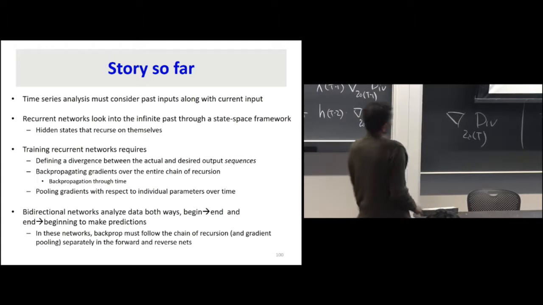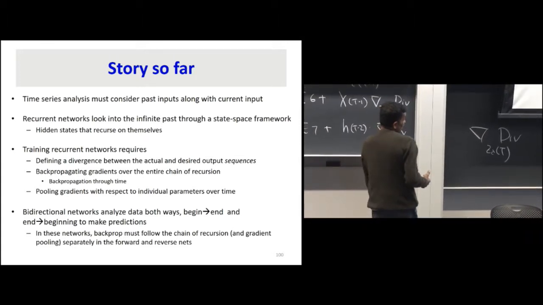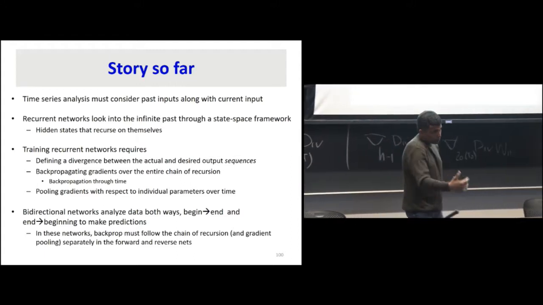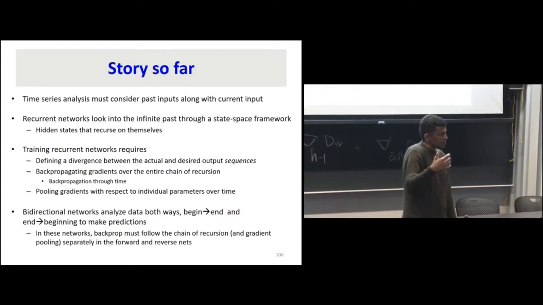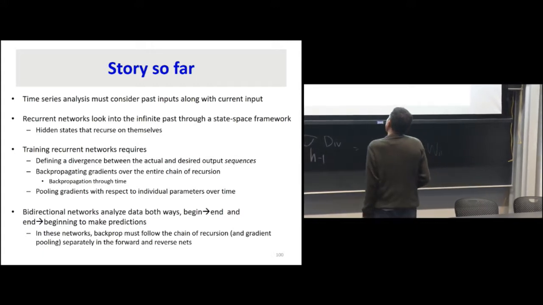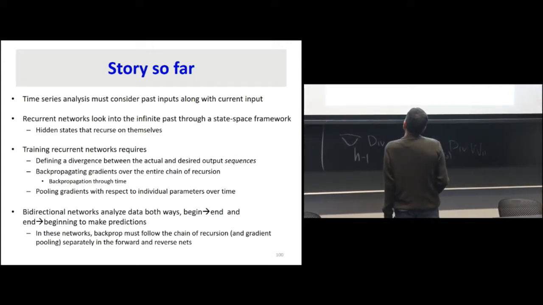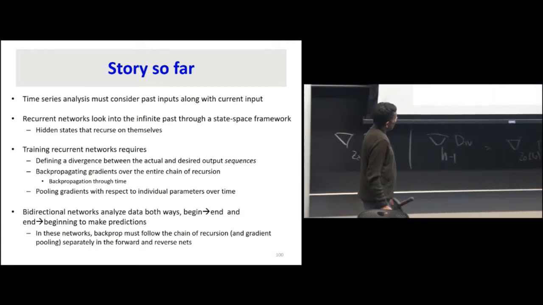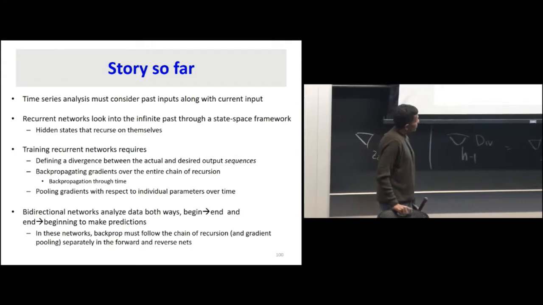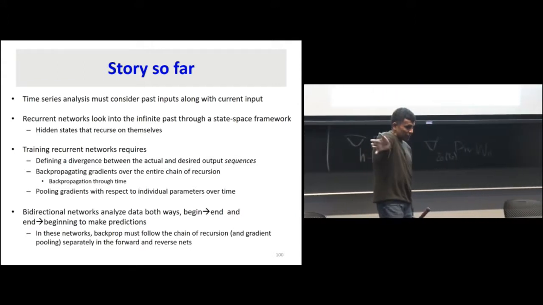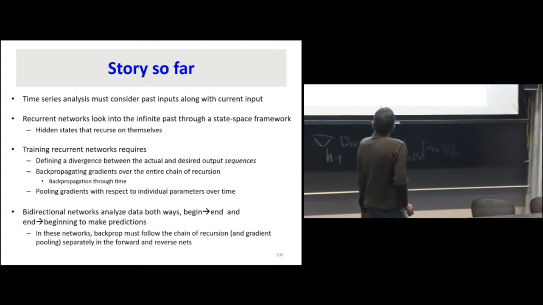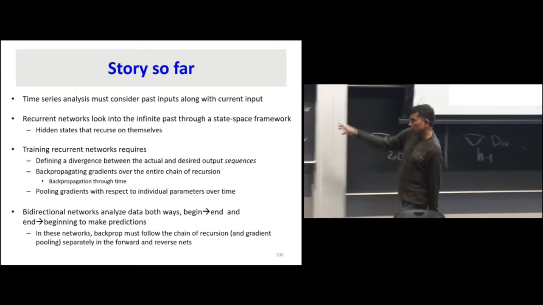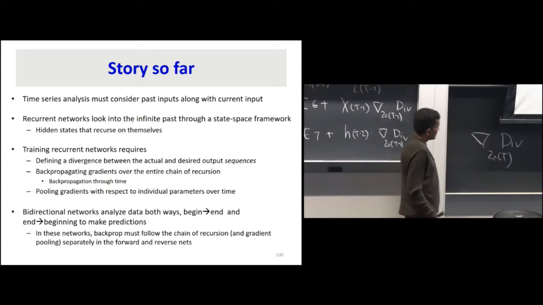Now, time series analysis must consider past inputs along with the current input. And we use recurrent networks in order to be able to look at the infinite past. If you don't have recurrence, you cannot look through the infinite past. Training recurrent networks requires defining a divergence between the actual and desired output sequences and backpropagating. You can train this by backpropagating gradients over the entire chain of recursion, and you'd be pooling the gradients with respect to individual parameters over time, as we saw on these slides.